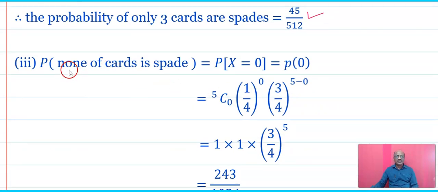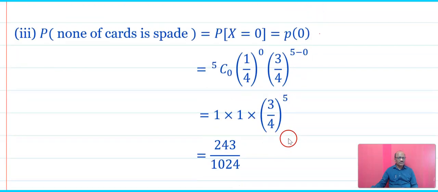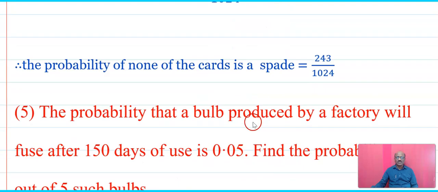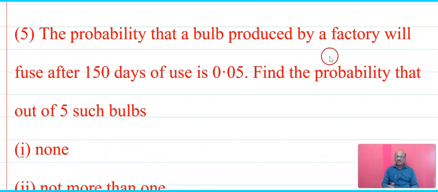Next, none of the cards is a spade. That is, P of capital X is equal to 0. Means what? P of 0. Here, the value of X is 0. 5C0, (1/4)^0, (3/4)^(5-X) means 5 minus 0. The value of 5C0 is 1, (1/4)^0 is 1, (3/4)^5. And if you simplify it, then you will get 243 upon 1024. And therefore, the probability that none of the cards is a spade is 243 upon 1024. Next problem.